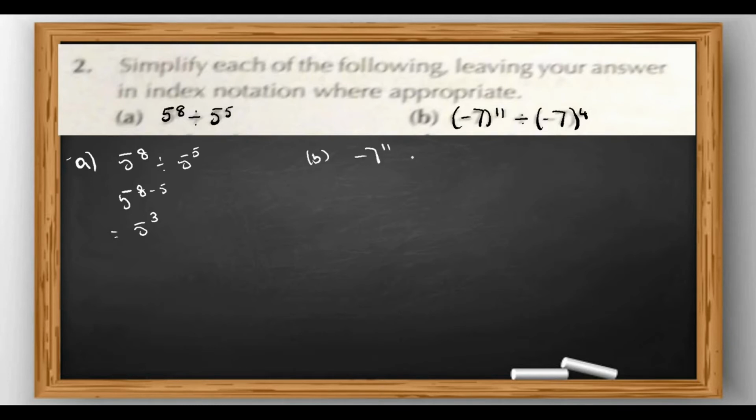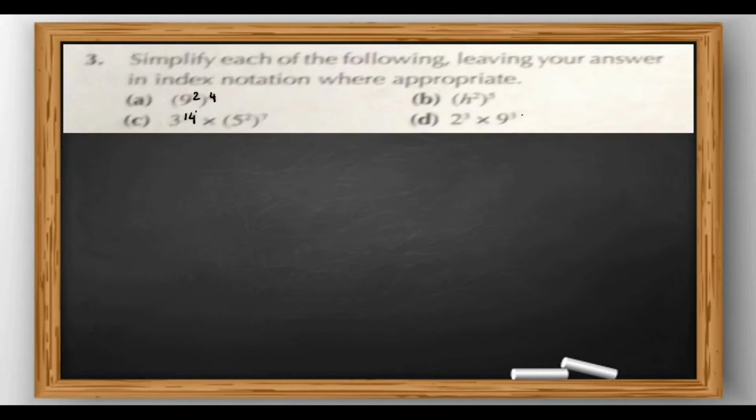Minus 7 raised to power 11 divided by minus 7 raised to power 4. Write minus 7 as it is and 11 minus 4. So your answer is minus 7 raised to power 7. Let's move on to question 3.